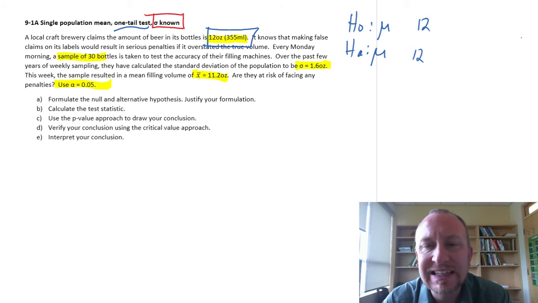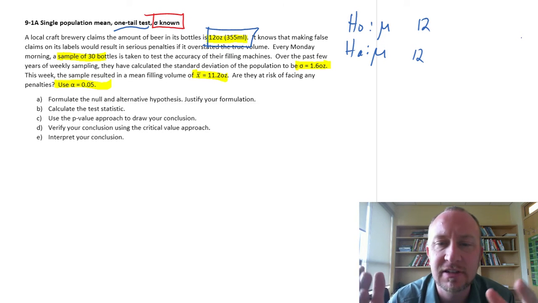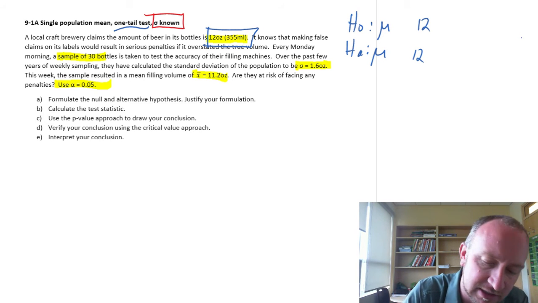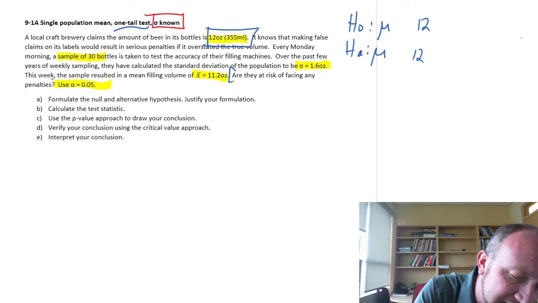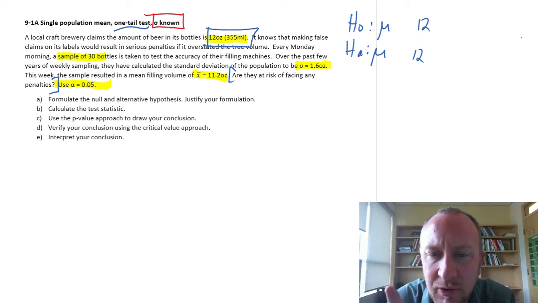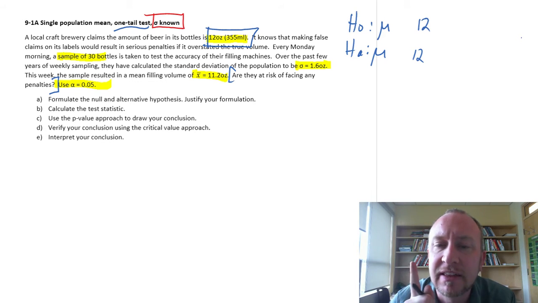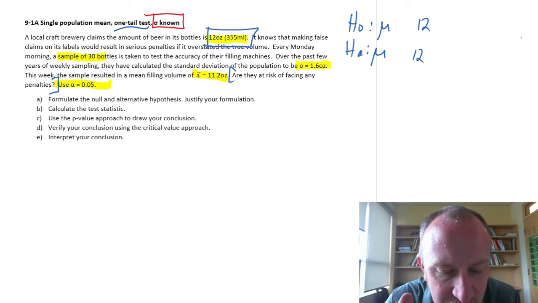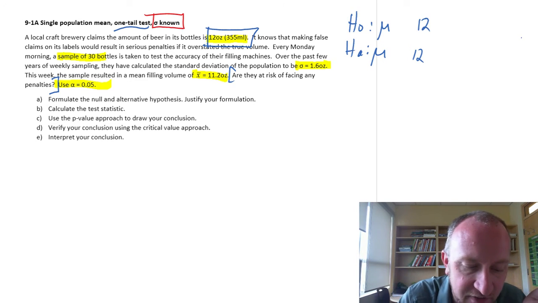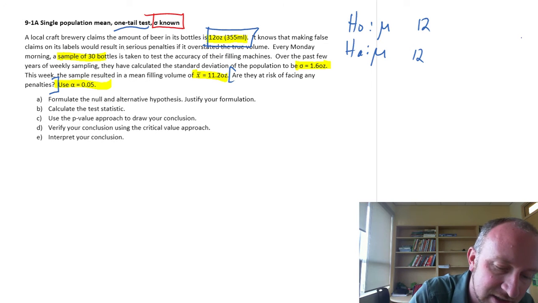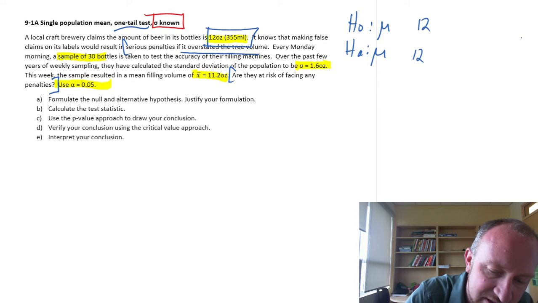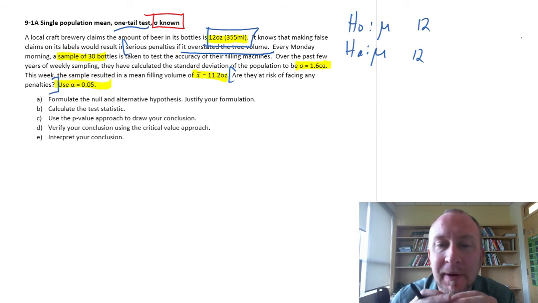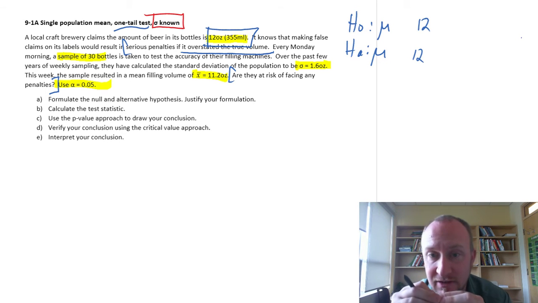There are usually hints buried in the question. Sometimes they're easier to find than others. First of all, what is the question asking us? Are they at risk of facing penalties? So that's what I want to test for. I want to see, is there a risk that they will face penalties? On what conditions would they face a penalty? Well, making false claims can cause serious penalties if they overstate the true volume. So if the bottle says 12, but the mean filling weight is something less than 12.